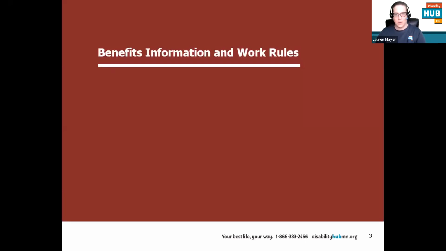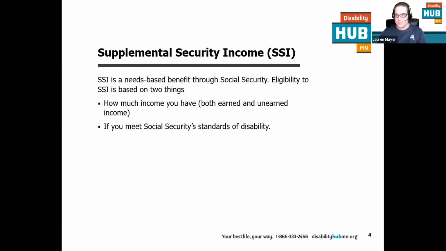So we'll get started talking about those benefits and a little bit about the work rules that go with them. Let's start with Supplemental Security Income, or SSI. SSI is a needs-based benefit. What that means is that eligibility for SSI is based both on your disability status, but also on the different sources of income that you have. So both earned and unearned income is going to impact SSI. That's going to come into play when you talk about work effort. For SSI, there is a maximum benefit amount, and this amount depends upon your living situation, whether you pay your fair share of housing expenses, and whether or not you're part of a married couple that are both on SSI.